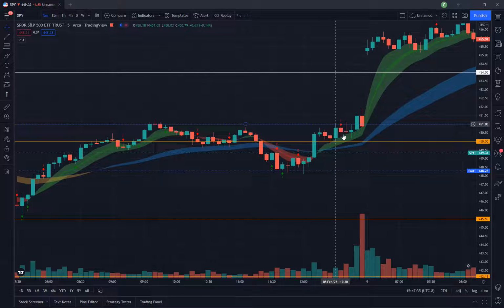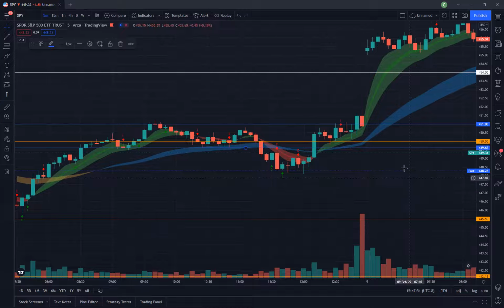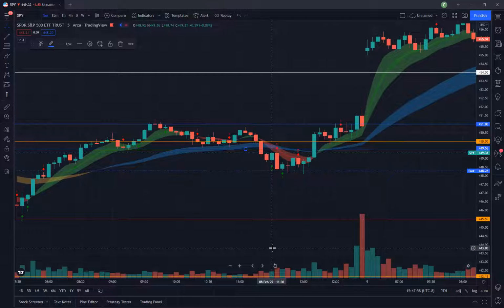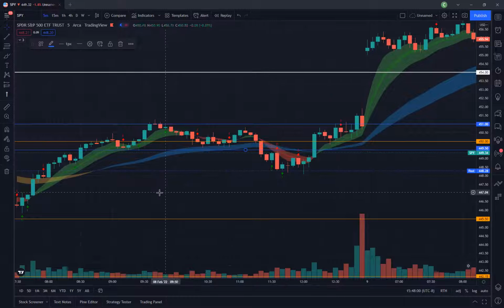So, right, we get up to the top here, we can't break it. Then later in the day, same kind of thing. We wick above, we can't break it. Eventually we fall right back below. So 451 seems like a pretty key level here. Then we have this level right about here, maybe. If we go a little lower, let's do 449.50.